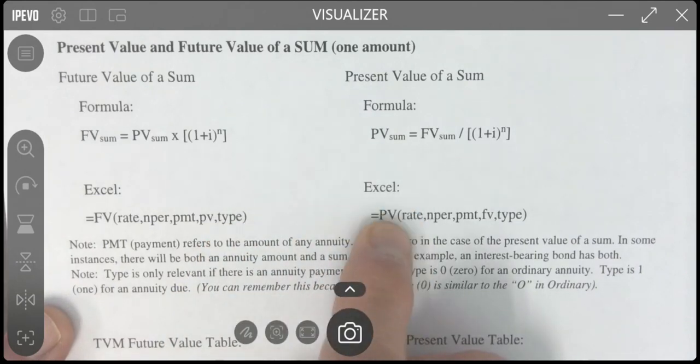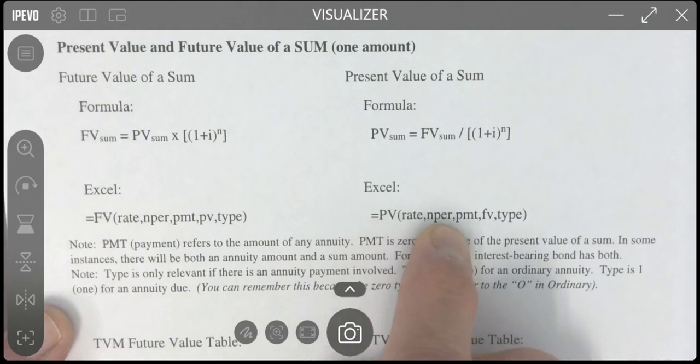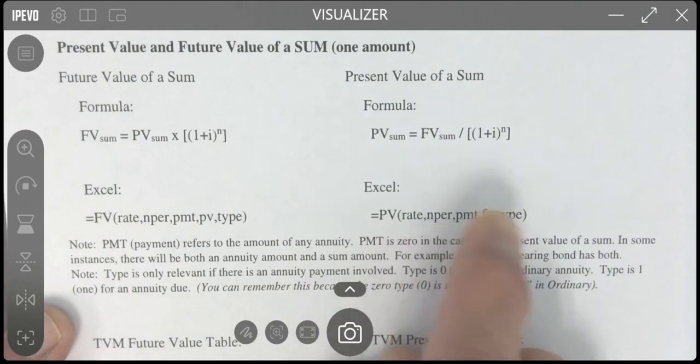If you want the present value, you input the appropriate rate, the number of periods, the payment if there's an annuity involved, the future value of the sum, and then the type.